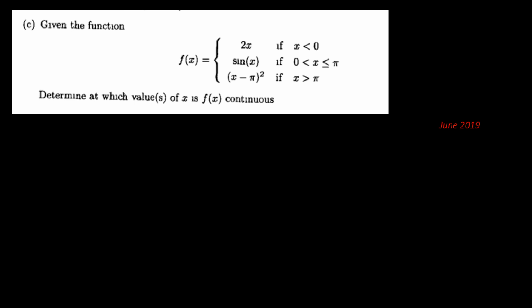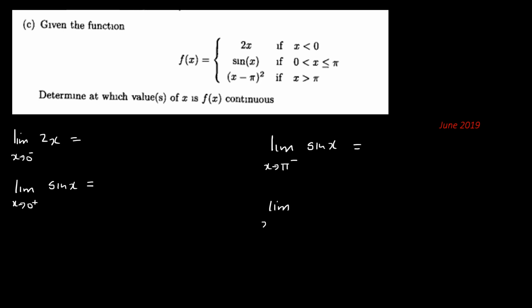So we have to determine the limit when x approaches 0 from the negative side. And we know if x is less than 0, it's only 2x. Then we determine the limit when x approaches 0 from the right side, which means greater than 0. That will be our sin x. Then we also determine the limit when x approaches pi from the left side, which is still sin x. The limit when x approaches pi from the right side is (x minus pi) squared.